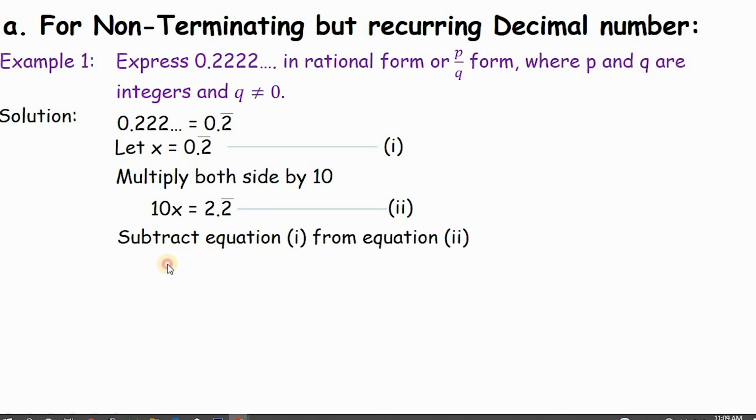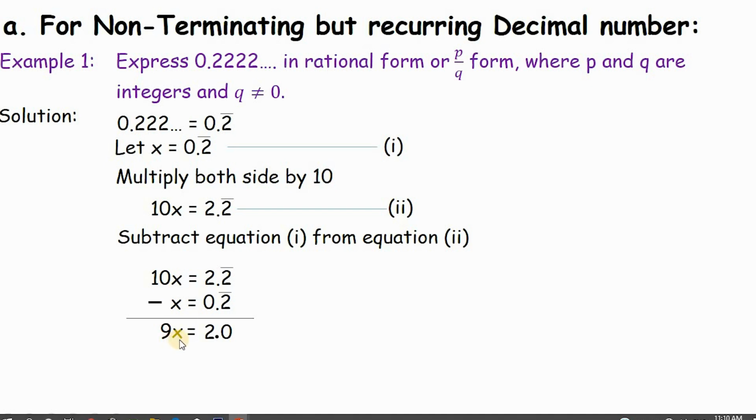So we'll first write down equation 2, that is 10x equal to 2.2 bar, followed by the first equation, that is x equal to 0.2 bar, and then we'll subtract it. After the decimal point, all the numbers are the same, so you get 0 here. You write down the point, and then 2 minus 0 is again 2. So we'll write down the equal to sign, and 10x minus x is 9x.